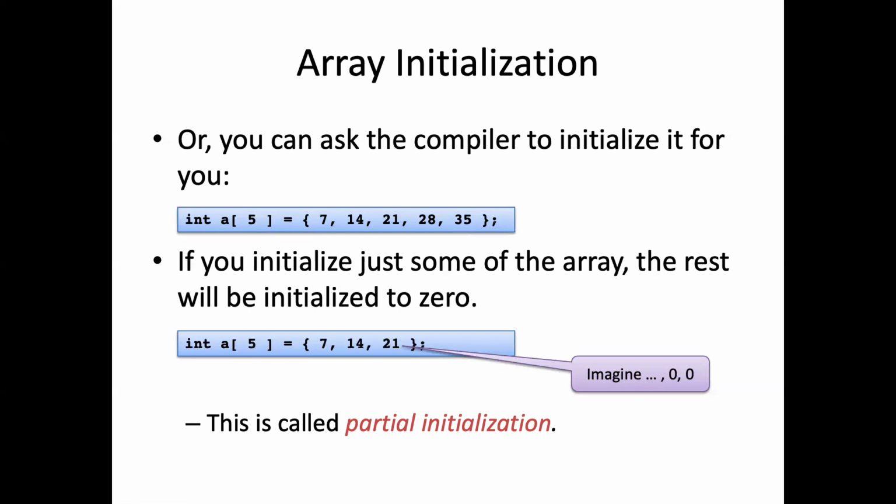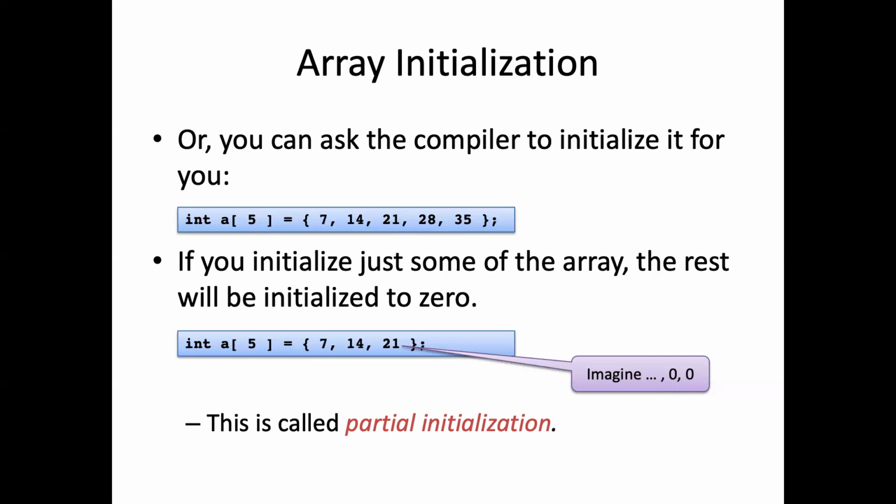You can, like in this next example, I ask for a 5-element array, but then I only initialize 3 of its elements. That's okay. You can initialize fewer elements than you have. And again, that's called partial initialization. And if you do that, all the elements you don't explicitly initialize automatically get initialized to 0. Even if the array is a stack allocated array.